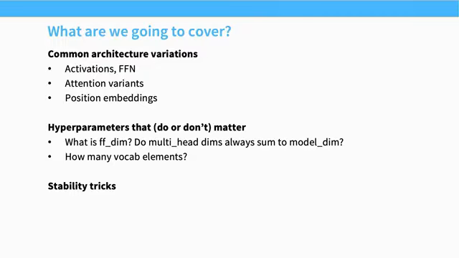We're going to go down even lower detail and say, like, what is FFDIM? Should we make that a multiple of 4, or like multiply the hidden by 4 to get FFDIM? How many vocab elements should I have? And then after that, we're going to talk about very low-level tricks of how to get models to train stably. The reason why I'm going to talk about that in this lecture is because these stability tricks have a pretty close connection with the architecture variation, right?